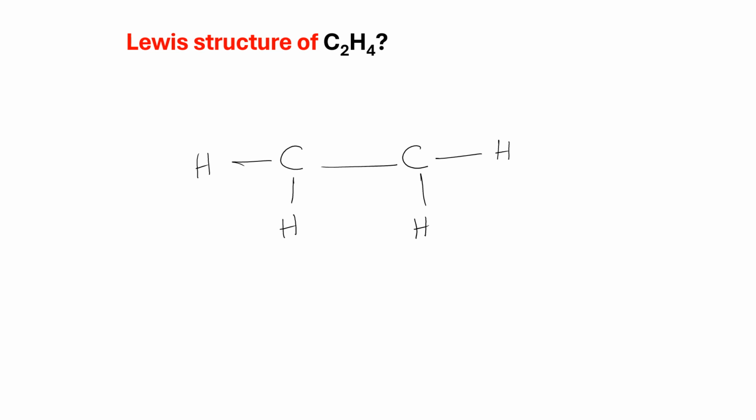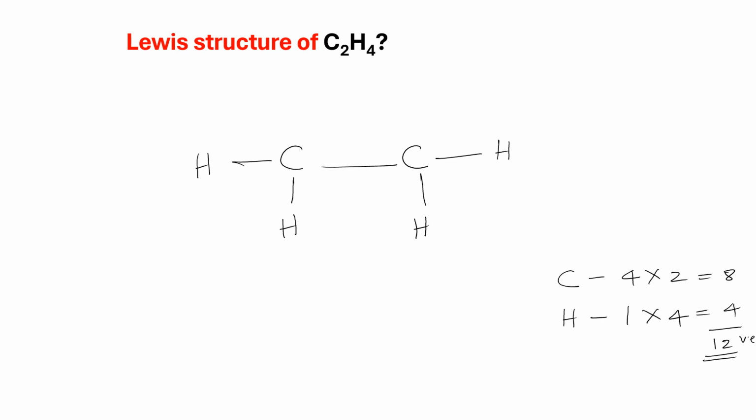Group number is equal to the valence electrons. So carbon in group 4, 4 valence electrons, there are 2 carbon atoms. Hydrogen in group 1, 1 valence electron, there are 4 hydrogen atoms. So 4 times 2 is 8 and 1 times 4 is 4. If you add 8 plus 4 together, 12 valence electrons total.